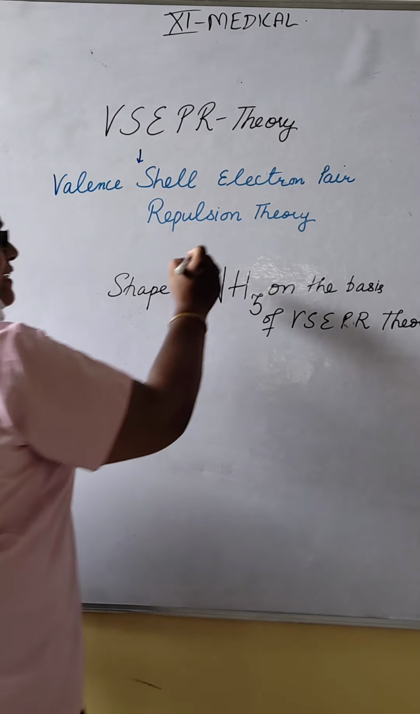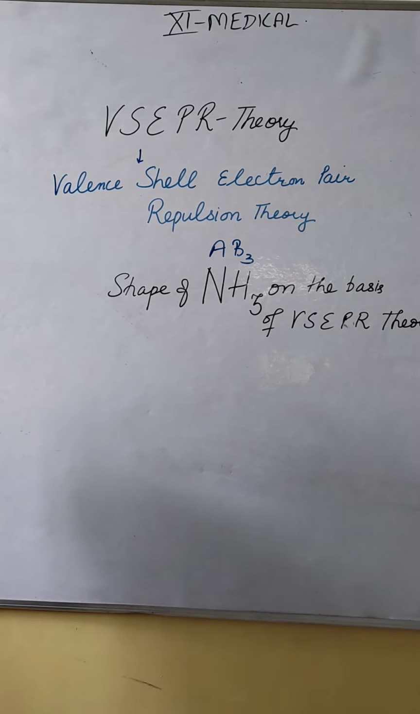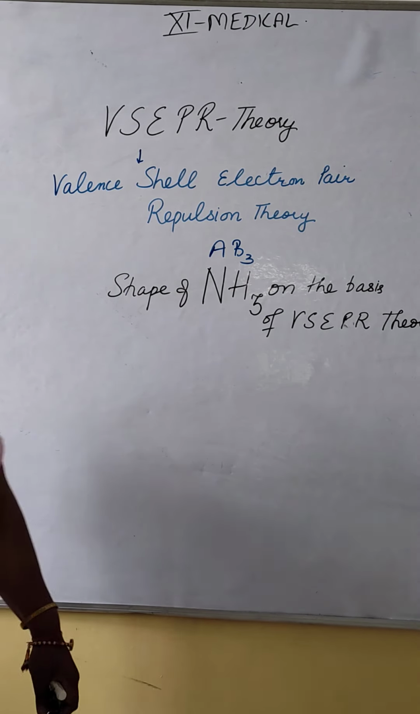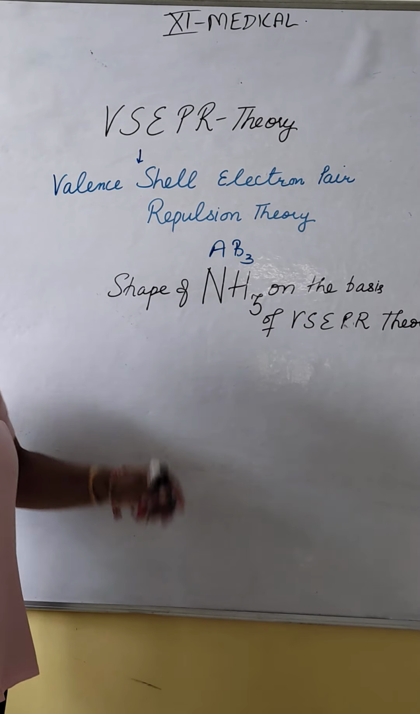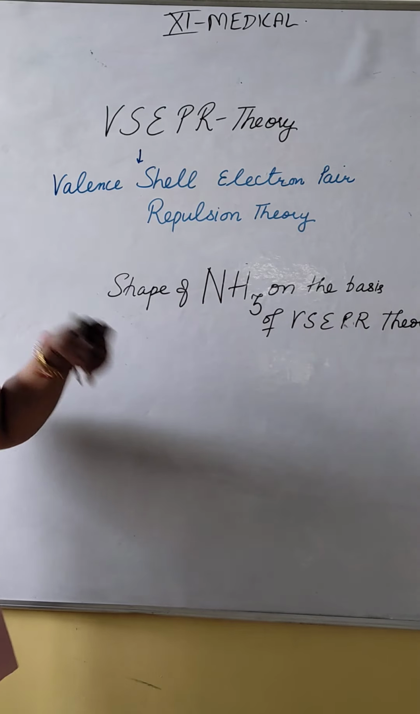You will consider it as AB3 type, and you will say, ma'am, its shape will be triangular planar, bond angle will be 120 degree. This is wrong. Yes, in this case, lone pairs are present. So how will you calculate?